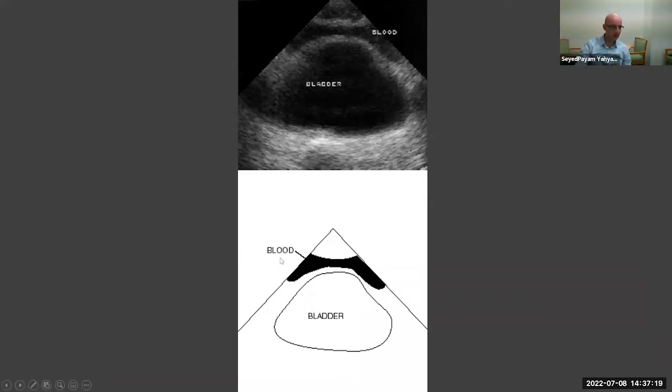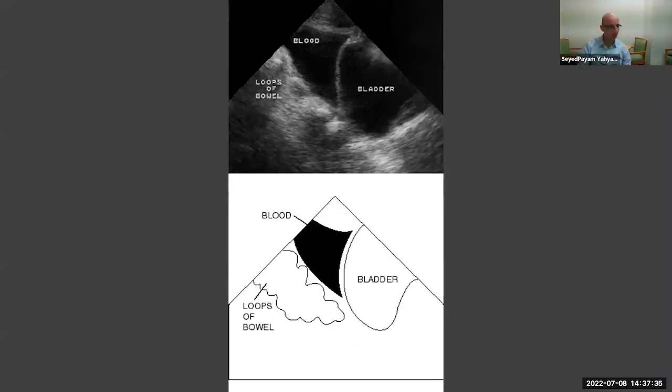Sometimes we see blood anterior to the bladder, which is very rare. I personally haven't seen any examples of blood anterior to the bladder. Very rare. Usually it's posterior to it, between the bladder and the rectum. For example, this is an example of blood between the bladder and the rectal gas.